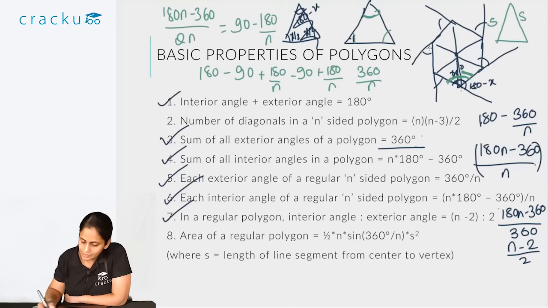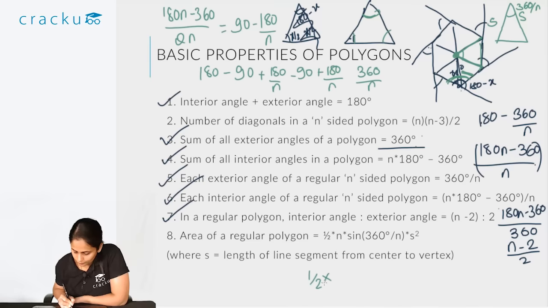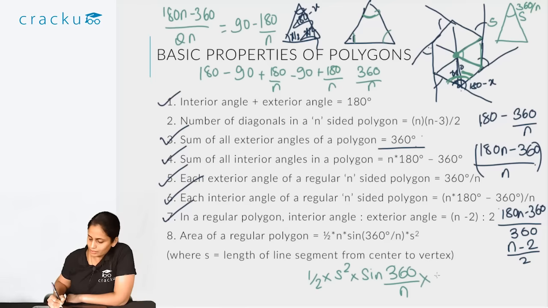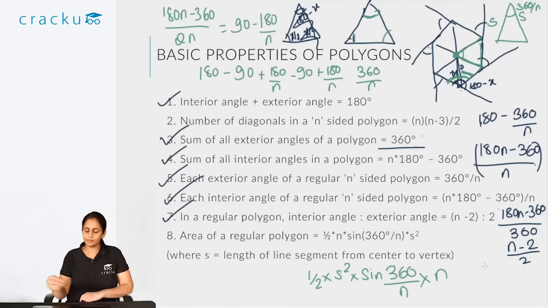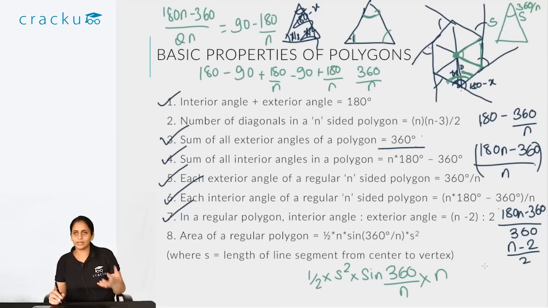Let's say this length is S, which is basically the length from the center of the regular polygon to the vertex. So this is S, and I derived that this angle is 360 by n. I know the formula for the area of a triangle is half into the enclosing sides, S and S, so S square into sine 360 by n. And there are n such triangles, so that is n into this, which will be the area of the entire regular polygon. So instead of remembering individual values, you can just infer them by using the common fact that the sum of all exterior angles is 360 degrees.